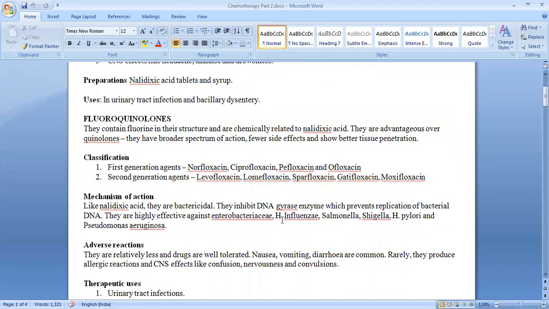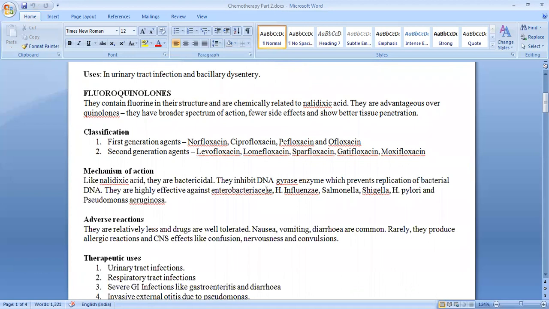So, fluoroquinolones are classified into two categories. The first generation agents like norfloxacin, ciprofloxacin, pefloxacin, and ofloxacin are used. And then we have the newer molecules which are the second generation agents like levofloxacin, lomefloxacin, sparfloxacin, gatifloxacin, and moxifloxacin. These are more commonly used nowadays. The mechanism of action of the fluoroquinolone molecules is that they are bactericidal and they act by inhibiting the DNA gyrase enzyme. Because of this, the replication of the bacterial DNA is prevented.